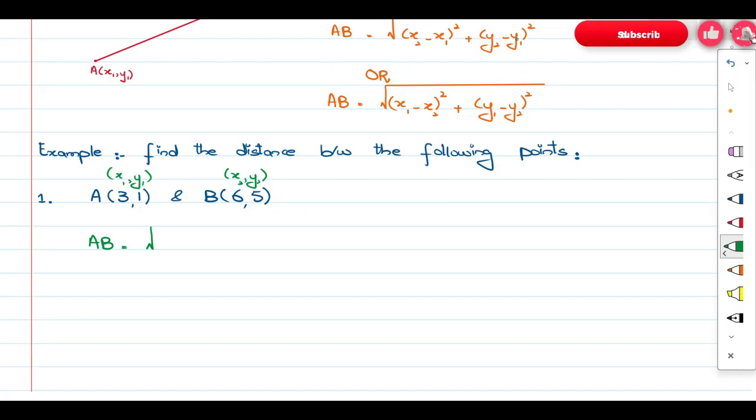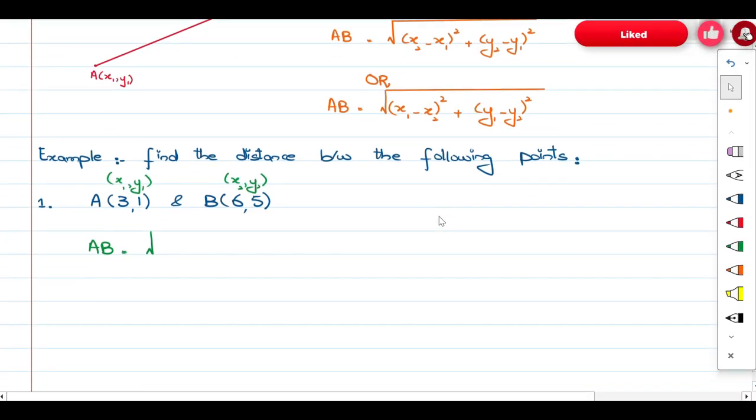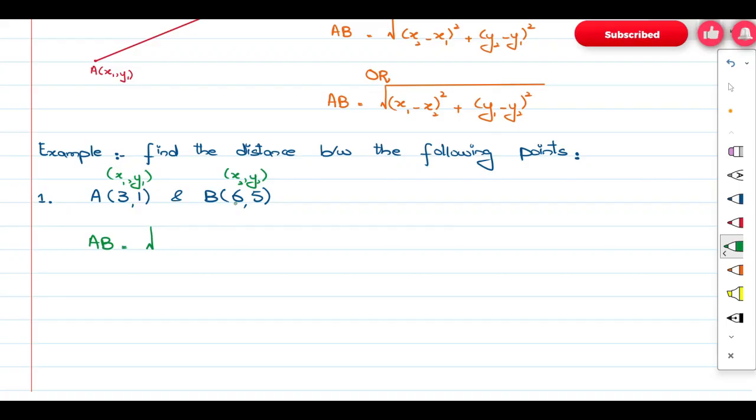I'm using the first formula, this one. Both are the same. You can use the first one or the second one. Both are okay. Now x2 minus x1. So x2 value is 6 minus x1 value is 3, its square, plus y2 value is 5 and y1 value is 1. So y2 minus y1 whole square.